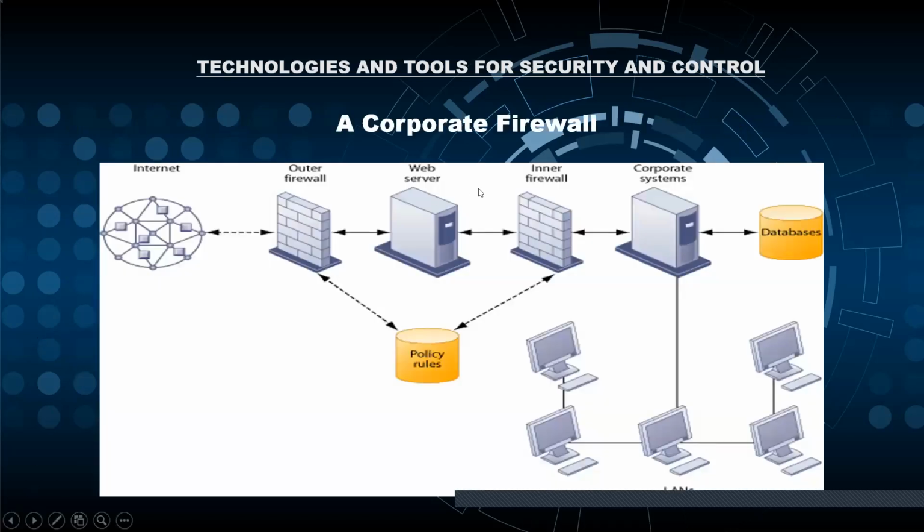So here is an illustration of a corporate firewall. So as you can see, there are two firewalls, the outer and the inner firewall. So the outer firewall protects the web server from internet or provide a protection against outside threats. Kasi si internet kasi is a global network with a variety of information and communication facilities.